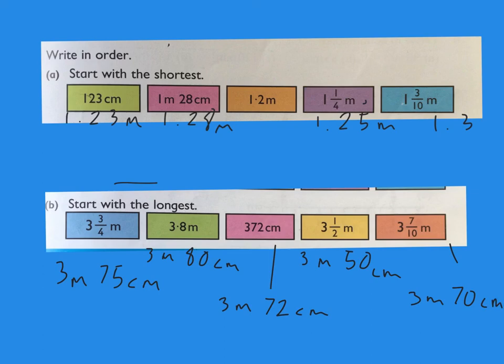Okay, so this makes it much easier now for me to put them in order of size from the longest this time. So the longest then, this is number 1, 3.8. The next one then is number 2, this one, 3 metres 75. Then we've got this one, this is number 3, 372. This is number 4, it's 3 metres 70, and this is number 5.